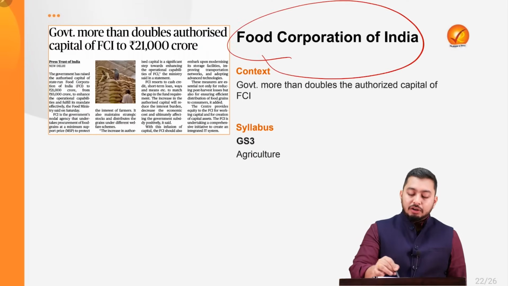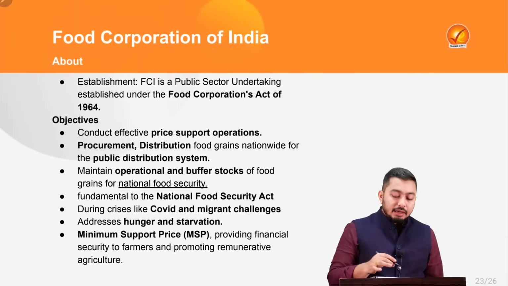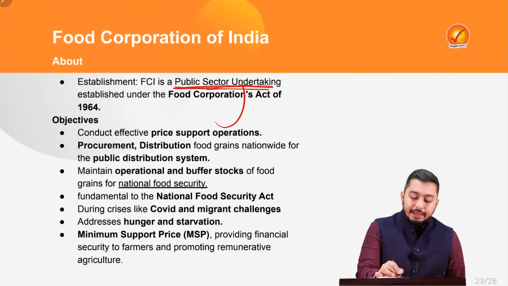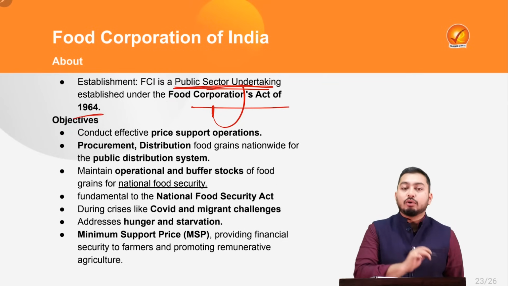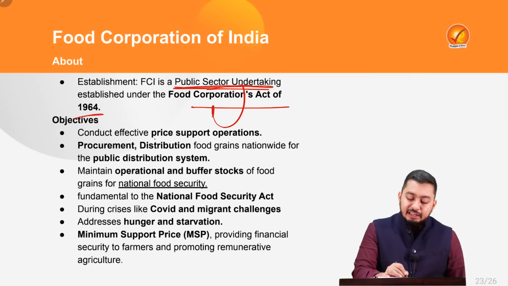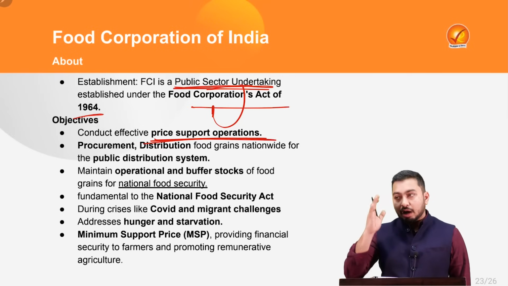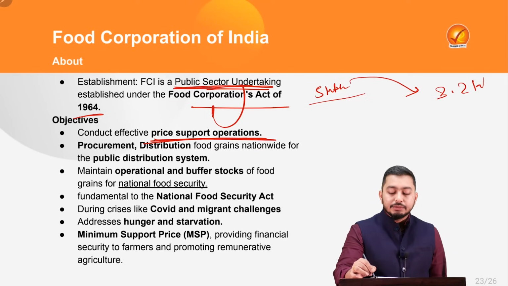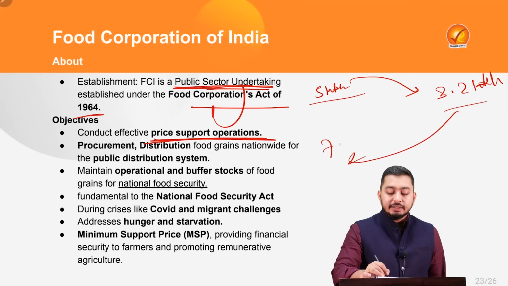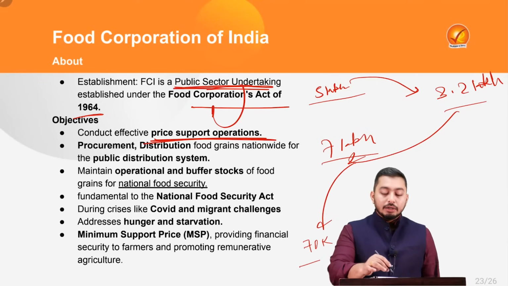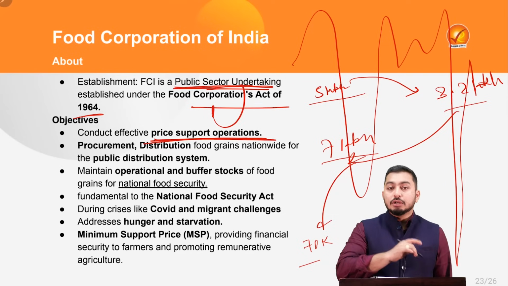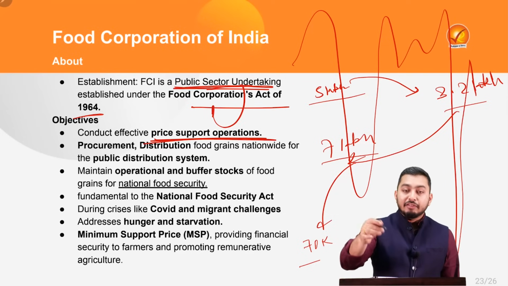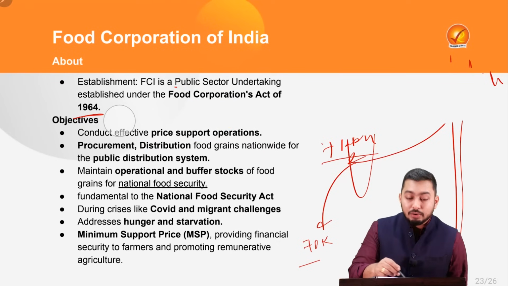Let's look at the Food Corporation of India, and this pertains to GS3 agriculture. It was established as a public sector undertaking under the Food Corporation Act of 1964 with the objective that it will look at effective price support operations so that the farmers... Let's say I have a salary of 5 lakh rupees, and tomorrow you tell me that my salary is 3.2 lakh rupees, and then next month you tell me my salary is 7 lakh rupees, and then in the next month you tell me my salary is 70,000 rupees. So what is happening? Huge fluctuation. If this fluctuation is there in anyone's economic life, what happens? You are under a tremendous amount of stress, right?